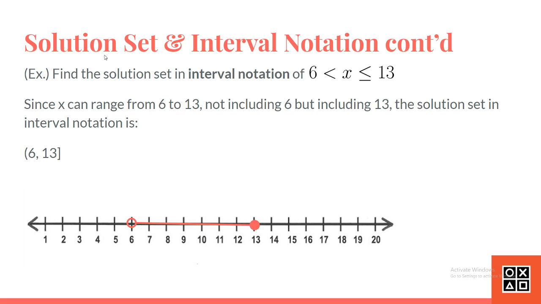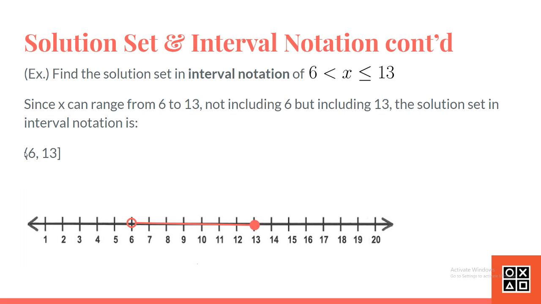Solution set and interval notation, continued. Find the solution set in interval notation of 6 is less than x, which is also less than or equal to 13. Since x can range from 6 to 13, but not including 6, as you can see right here there's no "or equal to", but including 13, because there is an "or equal to", the solution set in interval notation is (6, 13] with the appropriate notation.